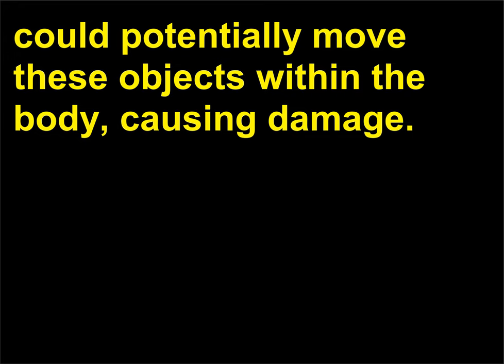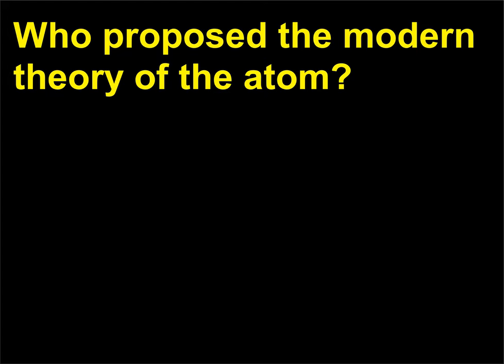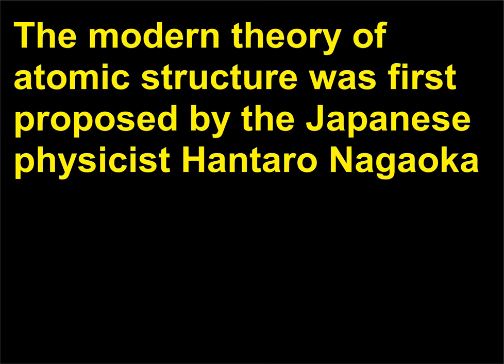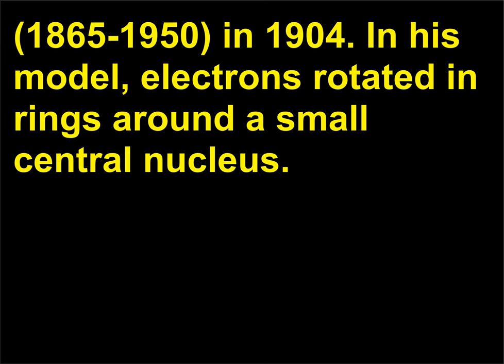Who proposed the modern theory of the atom? The modern theory of atomic structure was first proposed by the Japanese physicist Hantaro Nagaoka, 1865-1950, in 1904. In his model, electrons rotated in rings around a small central nucleus.